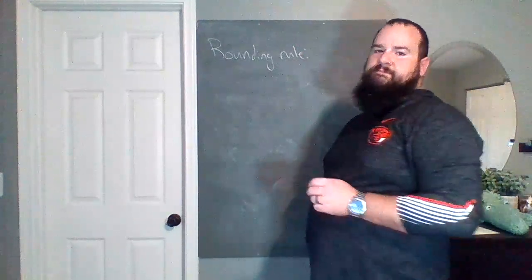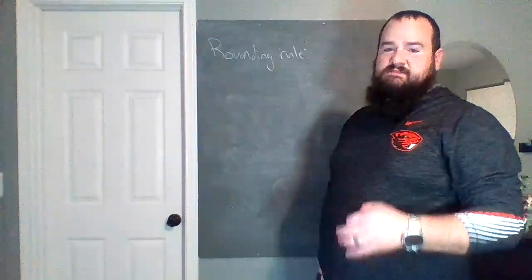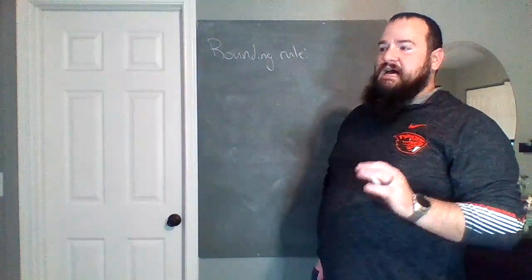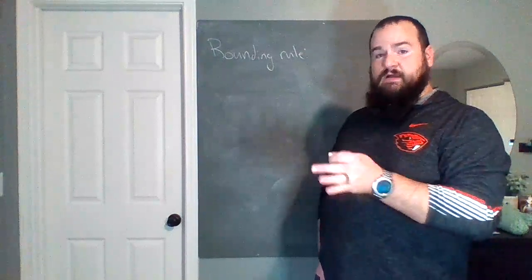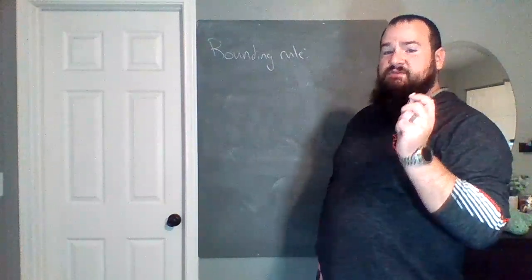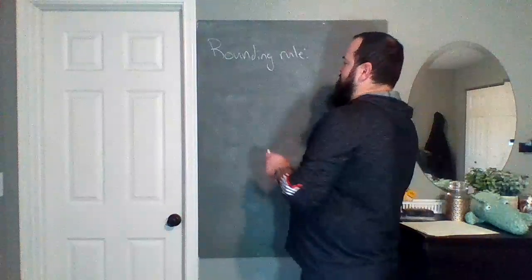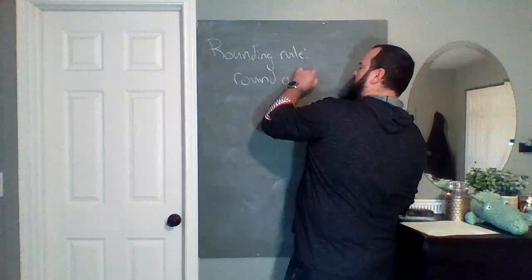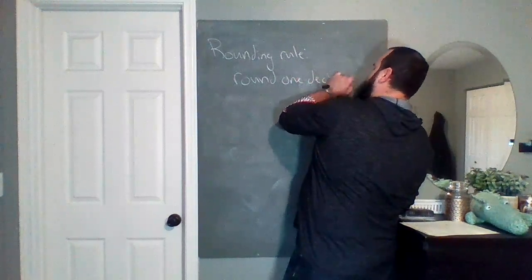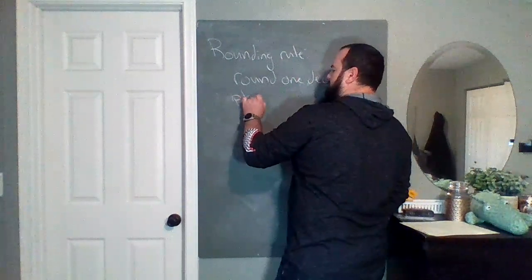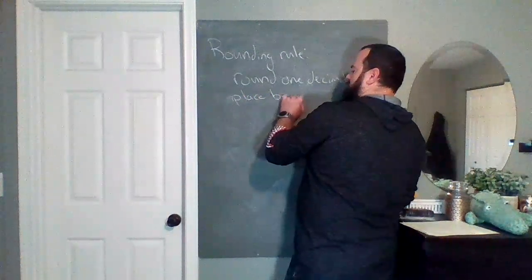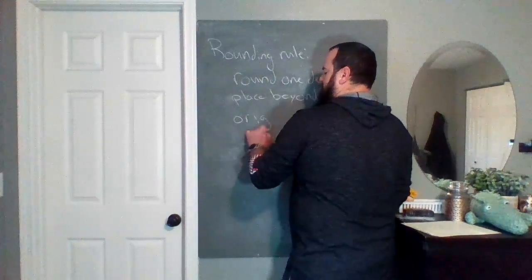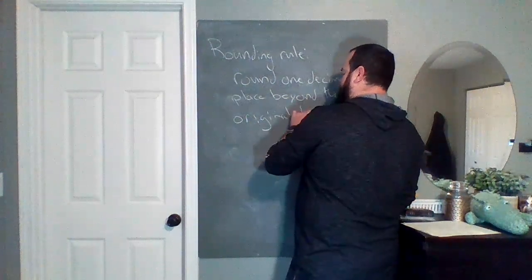The rounding rule. There's a question we always get asked as math teachers, and especially in stats: how many decimal places do we round to? What do we do? Unless I specifically tell you to round to this many decimal places, the general rounding rule is: round 1 decimal place beyond the original data.